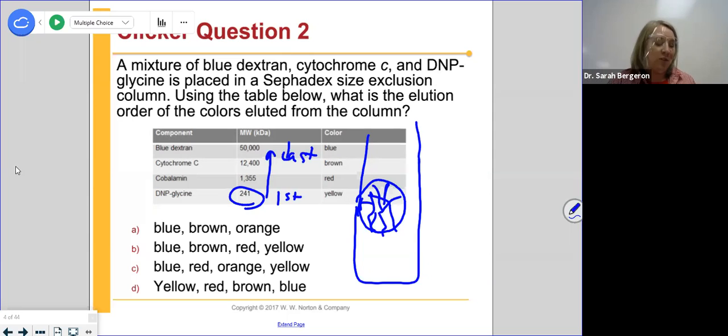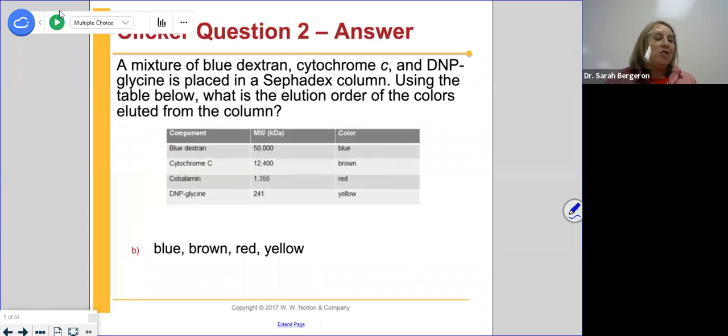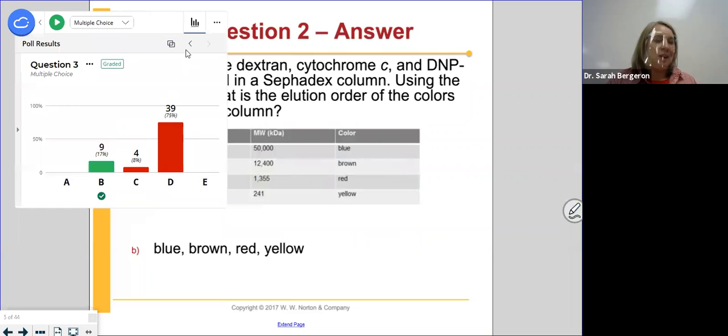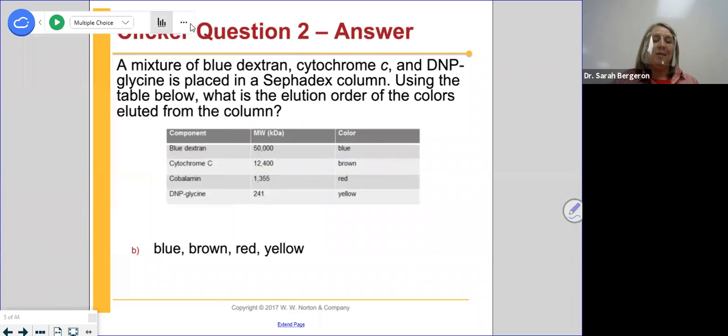So what should your answer have been? Your answer should have been B. So y'all had it mixed up. You were thinking the small things are going to go through fast because they're small, but it's the complete opposite. Yep, so the blue dextran is going to go through the quickest because it's the biggest. I mean, that's huge. It is just going to zip straight down. And the smaller the molecule is, the more it's going to take a meandering path from start to finish. So it's going to take longer. Okay? Everybody okay on that one?